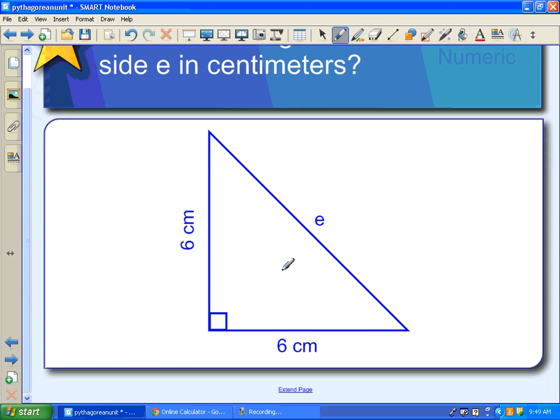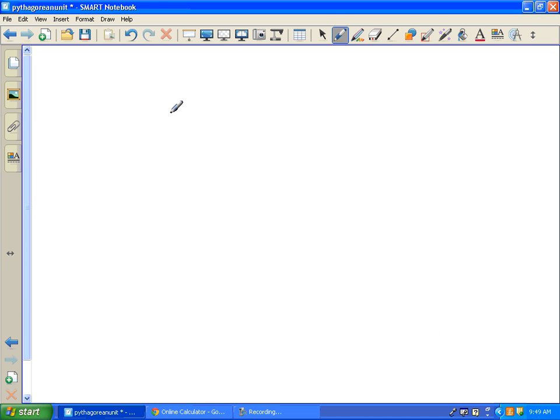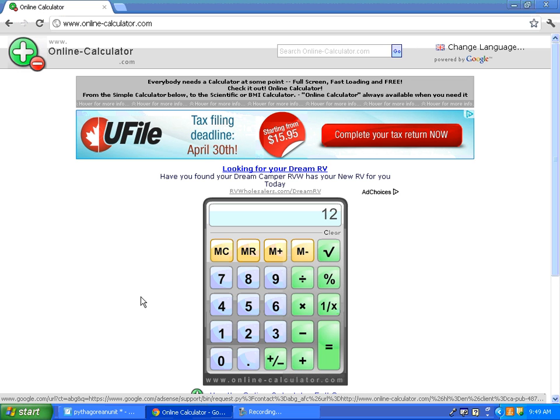Okay. So here's another one. Use your formula. 6 squared plus 6 squared equals e squared. Okay. So all these are pretty much the same. You just got to remember to use your formula and plug it in and move stuff around if you have to.